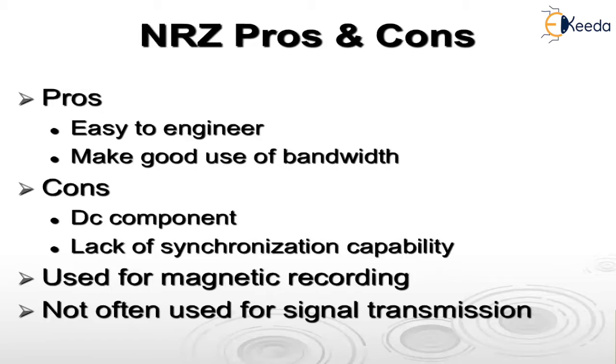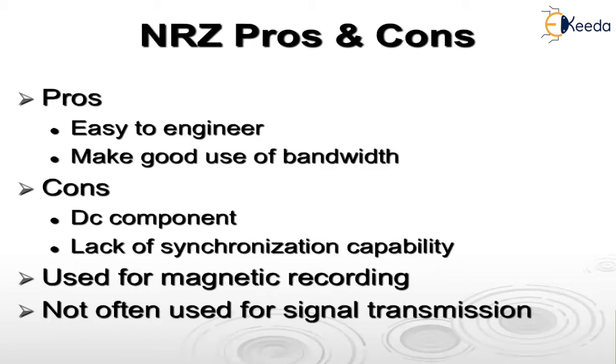Consider that with a long string of ones or zeros for NRZ-L, or a long string of zeros for NRZ-I, the output is constant voltage over a long period of time. Under these circumstances, only drift between the clocks of transmitter and receiver will result in loss of synchronization between the two. Because of their simplicity and relatively low frequency response characteristics, NRZ codes are commonly used for digital magnetic recording. However, their limitations make these codes unattractive for signal transmission applications.